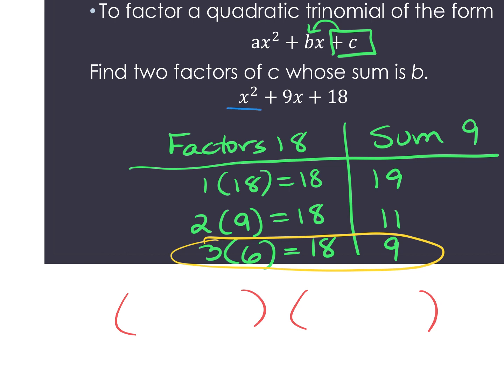This first one will be the factors of the x. So right here I put x times x. And then in this spot will be the two factors you just found. So the 3 and the 6.